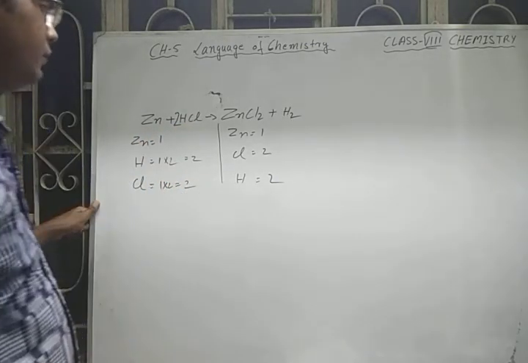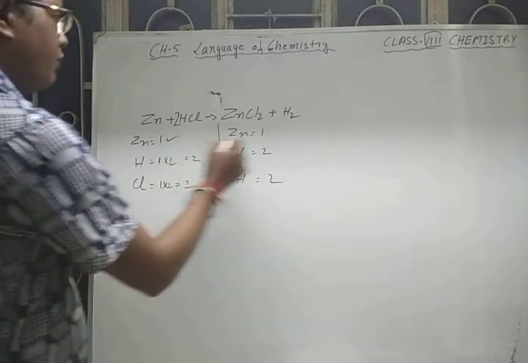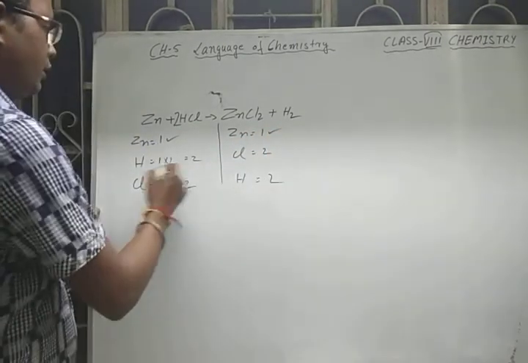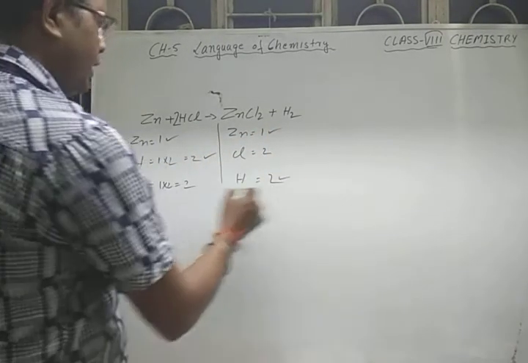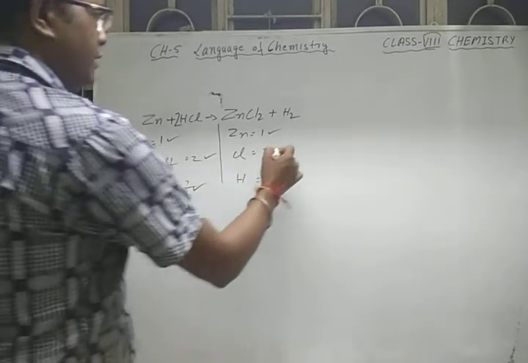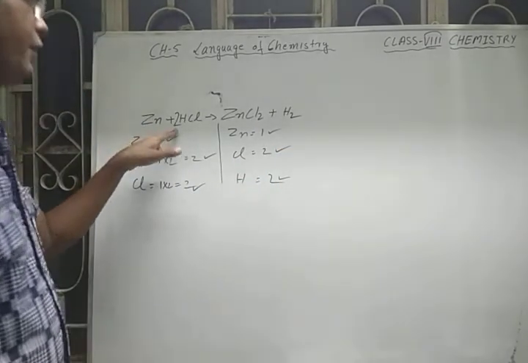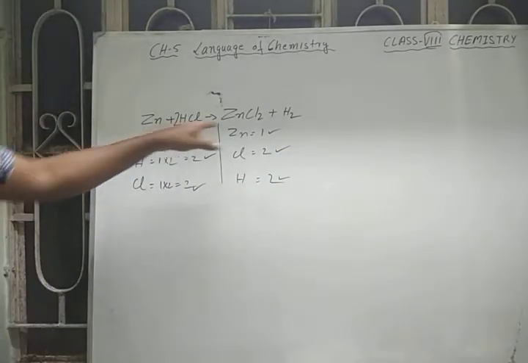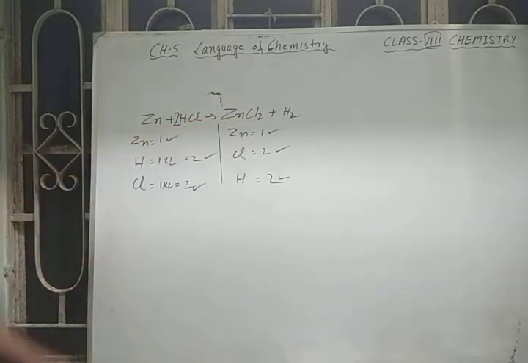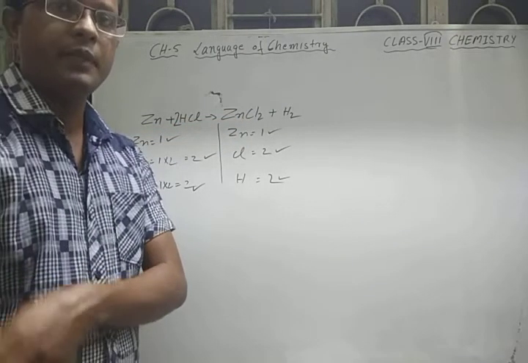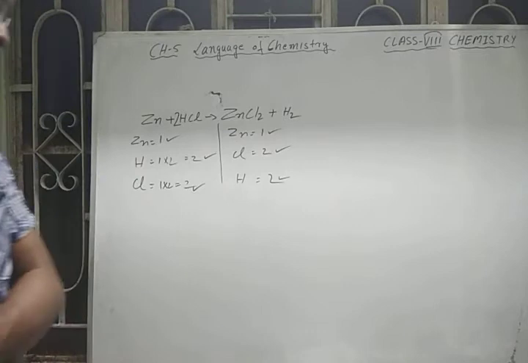It will become 2. Now you can see zinc is 1 and hydrogen became 2. Again automatically you see chlorine has also become 2. So by applying only 2 in front of HCl, the equation is balanced. This is called the comparison method of balancing a chemical equation.